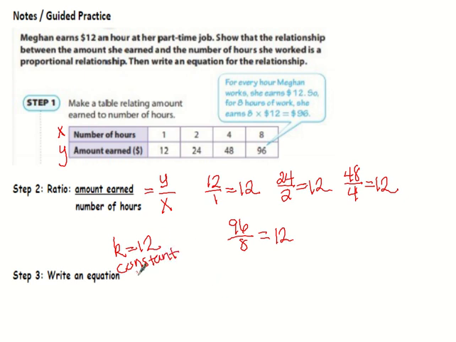So now that we have our constant, we can write our equation. It's y equals kx, so we would write y equals 12x. And there's your equation. The reason we leave y and x as variables is so that, no matter which number of hours she works, we can figure out how much she earned, or if we know how much she earned, we can figure out how many hours she worked. It's generalized and not specific to the numbers she gave us. We can find it for any amount of hours or any amount she earns.